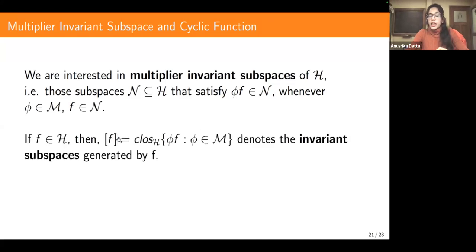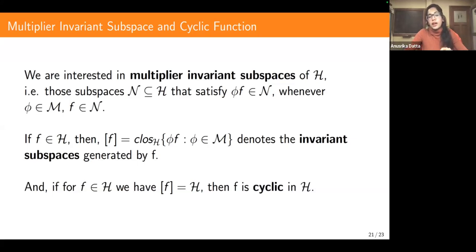And if f is in H, we denote by [f], the closure of phi times f where phi is a multiplier. We take the closure in the Hilbert space and denote this as the invariant subspace generated by f. And if this invariant subspace generated by f gives us the whole space, then we call that function a cyclic function in H.